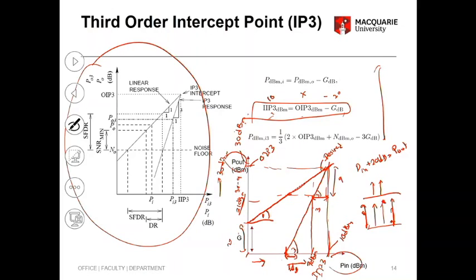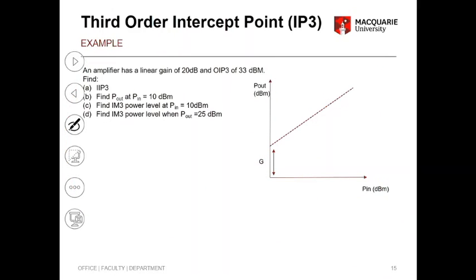Your output will be 7 plus 20, 27 dBm. Is that clear? And then as you move forward, it tends to catch up. And then at 30 dBm, it catches up. Okay? So if you have a question, we will do this example, I think that's more useful. Okay, so an amplifier has a linear gain of 20 dB. OIP3 of, or at least the OIP3 is different, 33 dBm. Find IIP3. So what would be your IIP3?